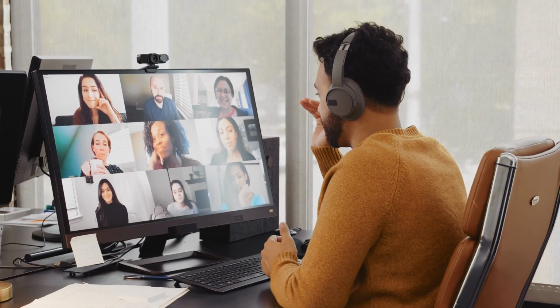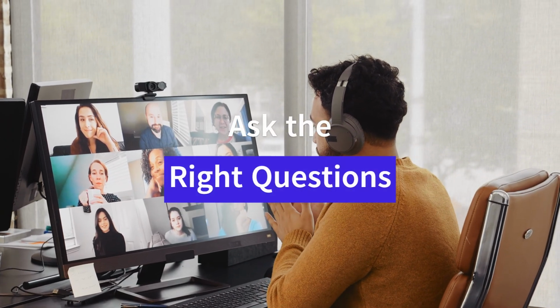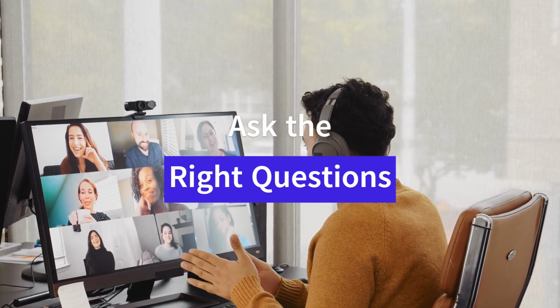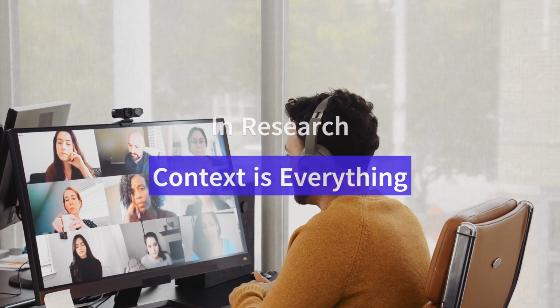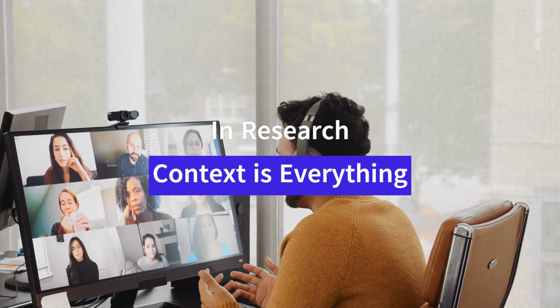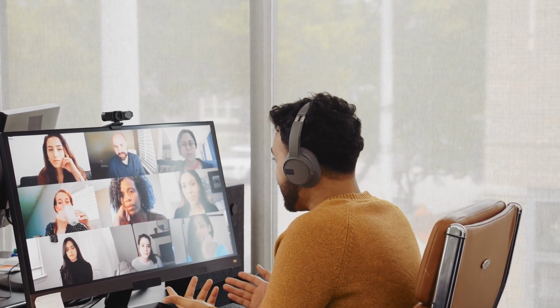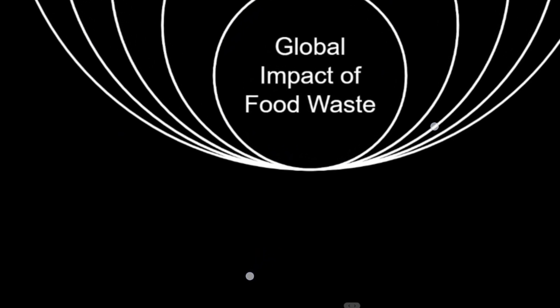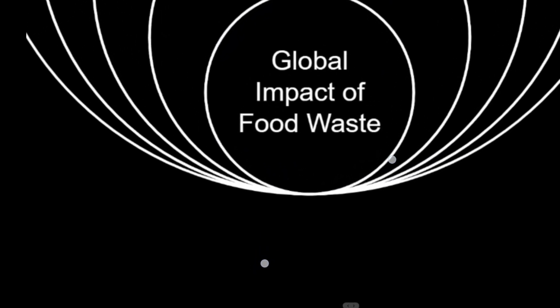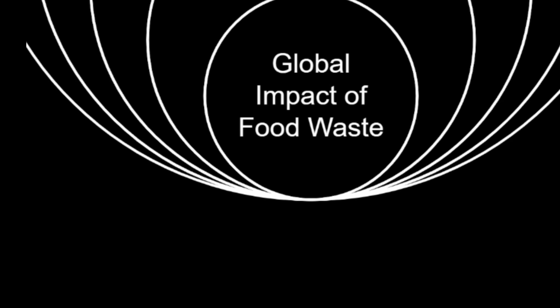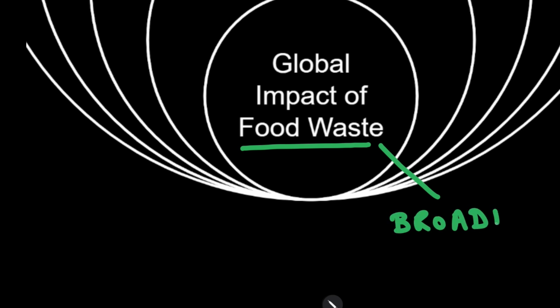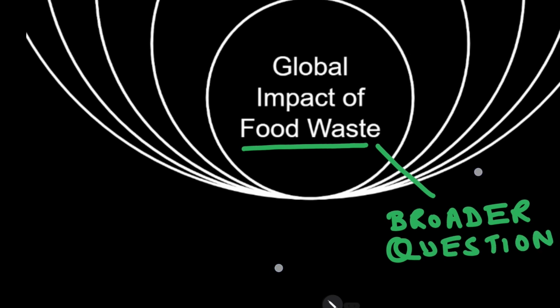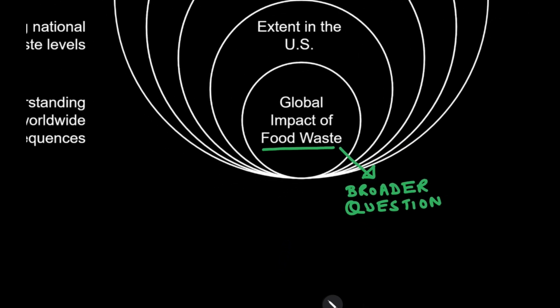To make the most of your research, you need to ask the right questions. Questions can range from broad to highly specific, and refining these questions is key. Let me show you how to go about this in simple steps. Start with a broad question to explore the global context. For example, what is the global impact of food waste? Then you can narrow it down by adding context like demographics or location. For example, what is the extent of food waste in the US?